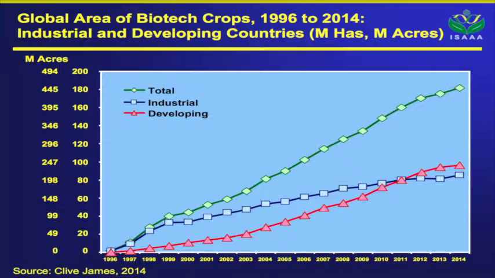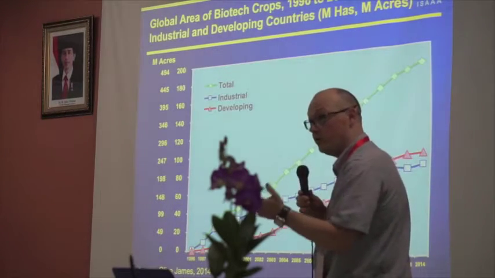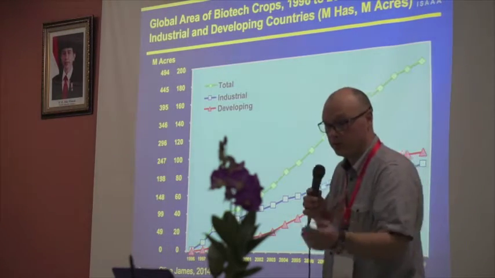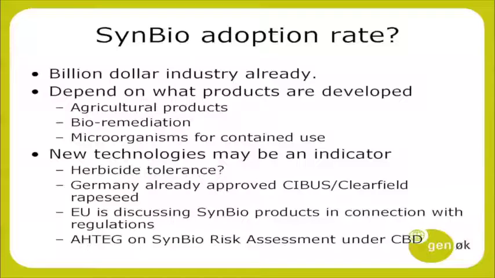And that means that their regulatory system needs to be in place. It means that you have to get involved with your government, with your regulatory bodies, to have the discussion going, where should it go forward. Already, synbio is a billion-dollar industry. Again, it depends on what's being made and how it's being adopted. It's of course not only agricultural products.